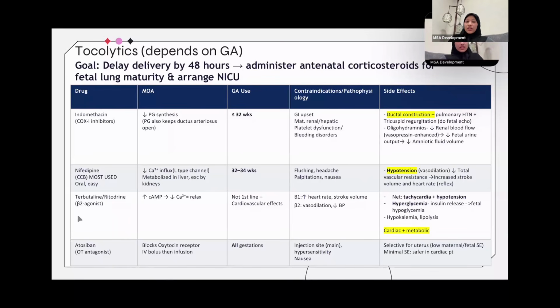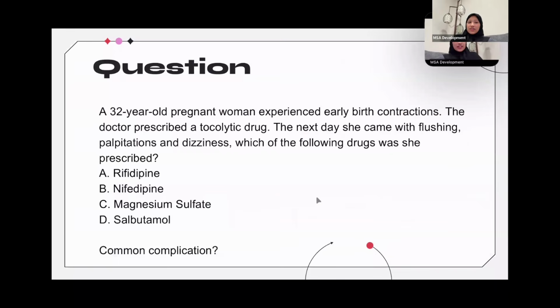One way to remember that is because beta 2 is not selective. There's like hundreds of beta 2 receptor agonists in your body, like uterus and so on, right? But beta 1 is also there. So in the heart and so on. So your heart rate and stroke volume will both increase because it's non-selective.